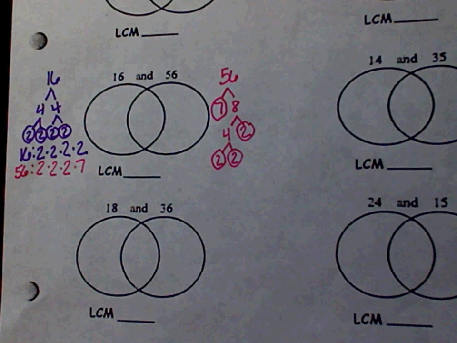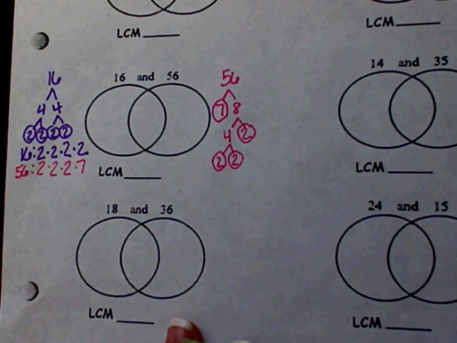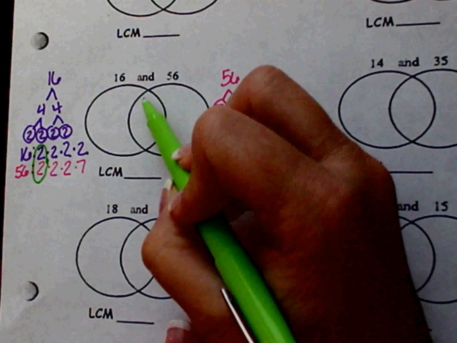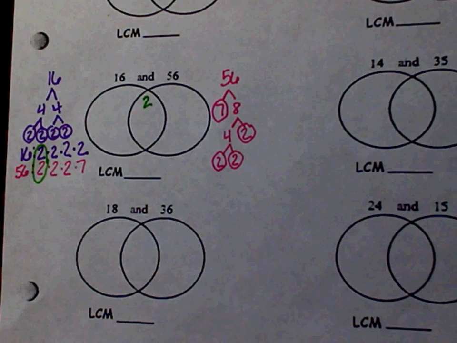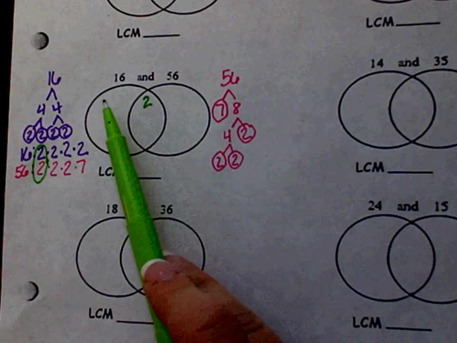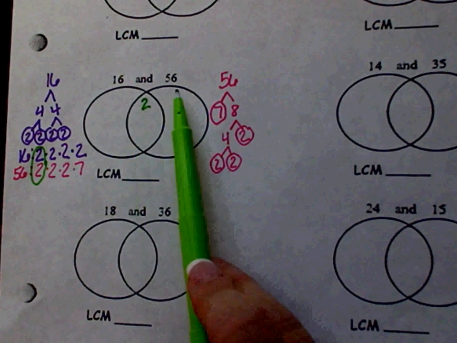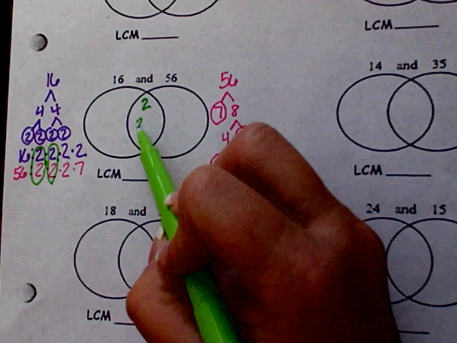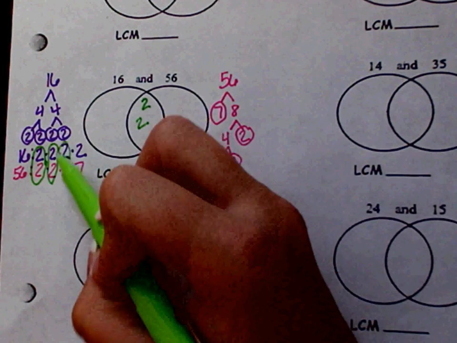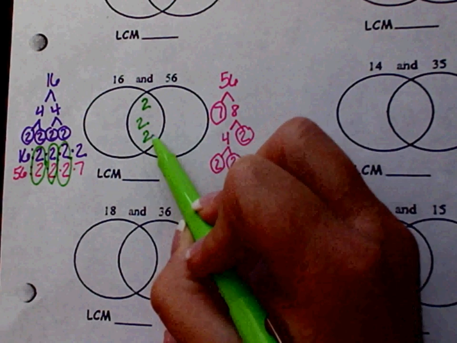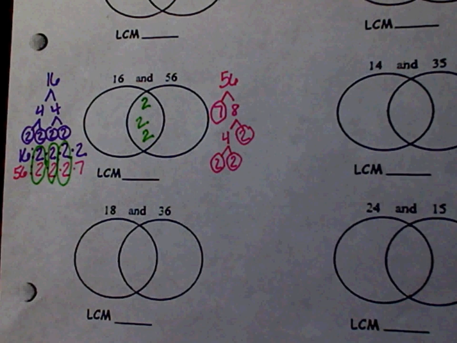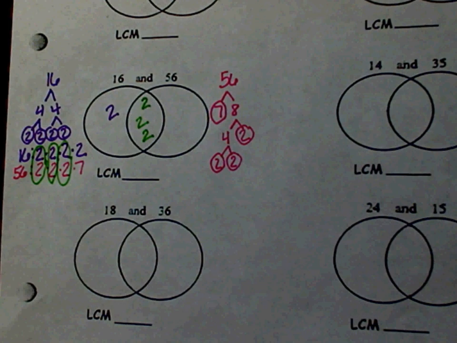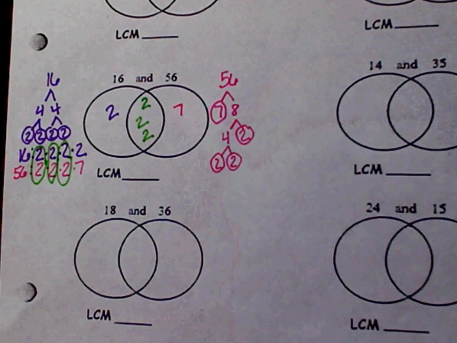Now I need to find pairs. Just like GCF, I need to find pairs. So I see a pair of 2s, and in our Venn we're going to put those in the middle, because remember the part of the Venn in the middle says that this is true for both the 16 and the 56. I see another pair of 2s, so I'm going to circle it, and I'm going to put a 2 in the middle. I see another pair of 2s, circle it, and put the 2 in the middle. Now for the 16, I have a leftover 2 that does not have a partner. For the 56, I have a leftover 7 that does not have a partner.